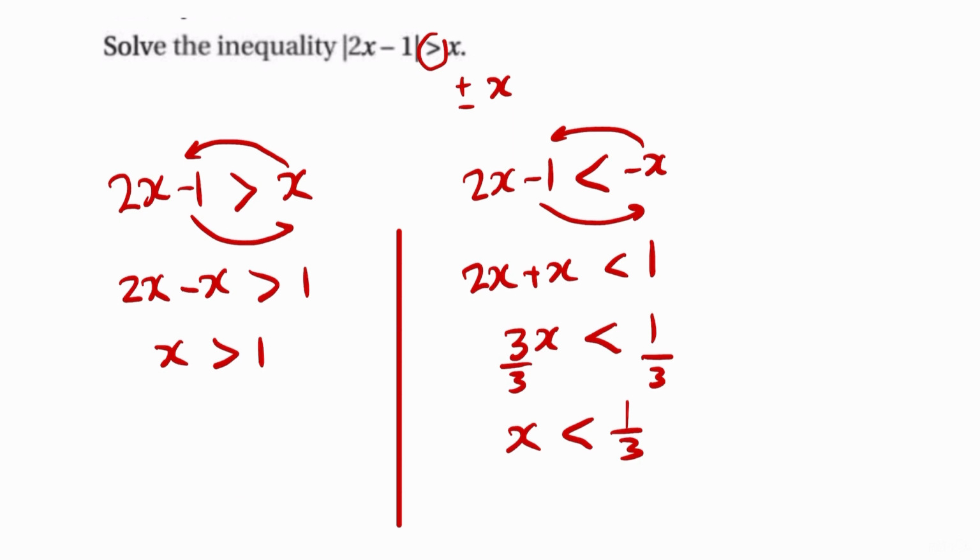So we have a set of answers now. All the answers larger than 1 make this inequality true, and all the answers smaller than one third make this inequality true as well.